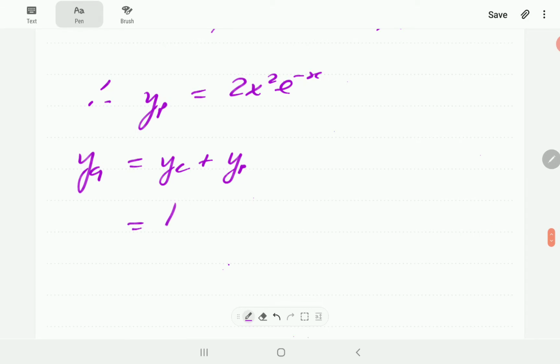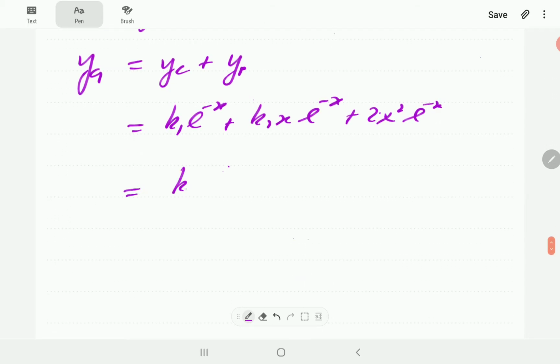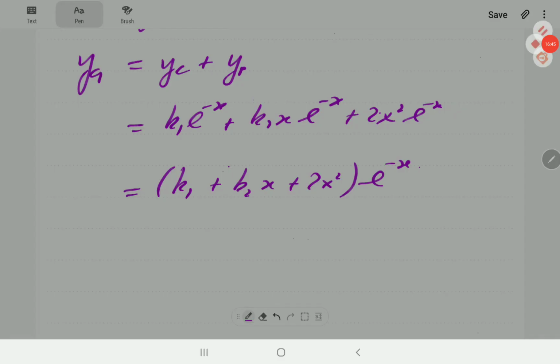and so we're going to have k1 e to the minus x, k2 x e to the minus x plus 2x squared e to the minus x. And so we can factorize this. It is going to be k1 plus k2 x plus 2x squared, e to the minus x.